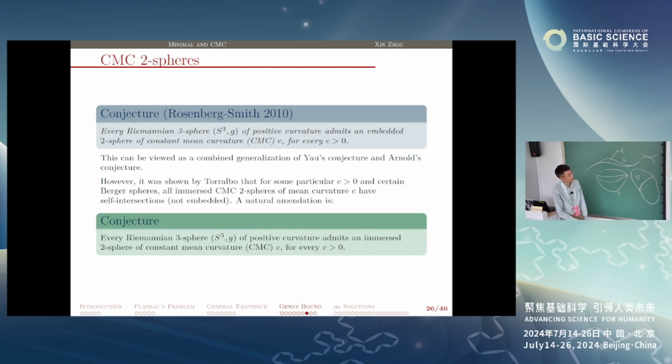So I think a modified or amended conjecture was that every remaining three sphere of positive curvature, let's say positive Ricci, admits an immersed two sphere of constant mean curvature C for every C. This doesn't have any contradiction with Torobo's examples.